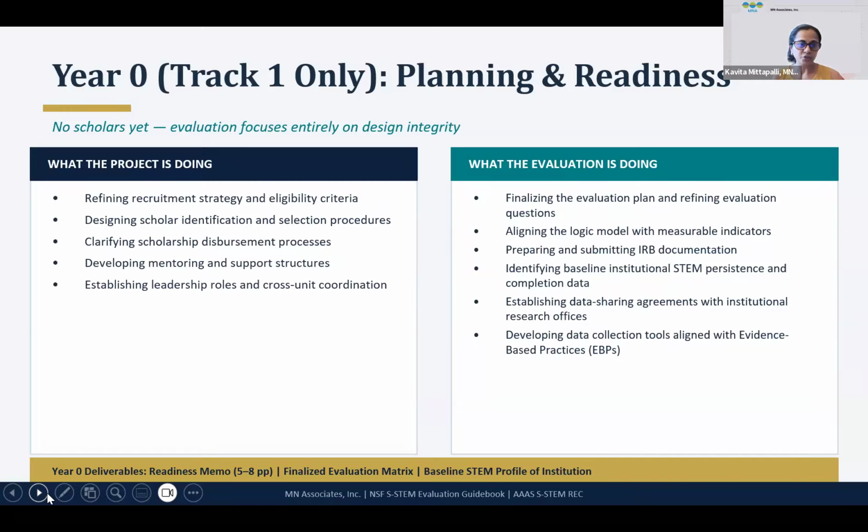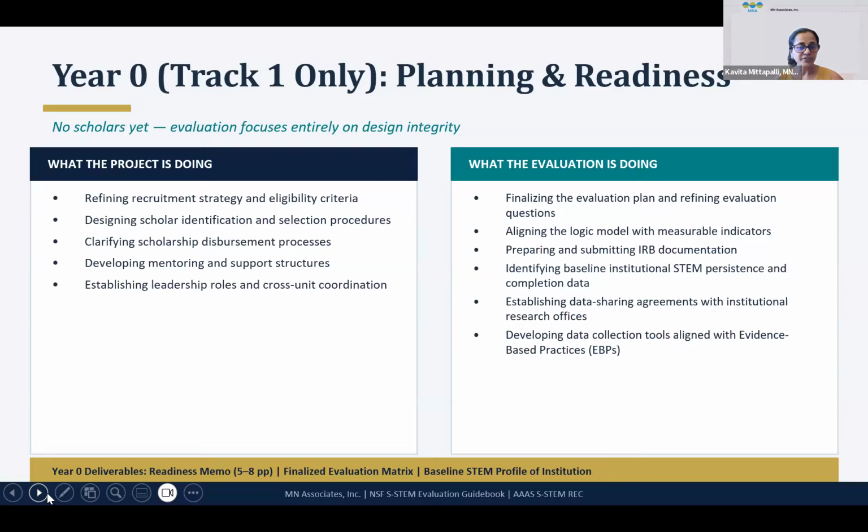In track 1 and track 2, since you're also doing the generation of knowledge, you are also collecting very specific validated scales for the EBPs that you have proposed. So that baseline STEM data collection is critical for year 0. In my opinion, without it, you really cannot make credible comparisons to non-scholarship STEM students later. If you have a comparison group and enough budget to run more rigorous analysis, you definitely want that information so that you can make credible comparisons to non-scholarship STEM students.